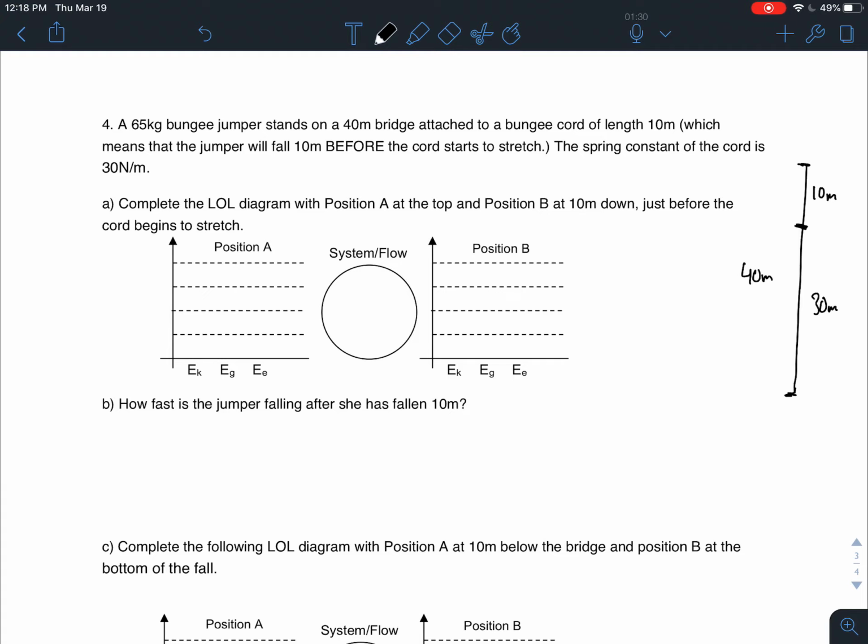So this is going to be our position A, and our position B for part A. If that's position A and that's position B for this part, then this is going to be my height 0 for this first part. I'm going to have to reset that when she falls past that. But for right now, for these two positions, this is the lowest. So that's how we're going to do it, just while she's free falling.